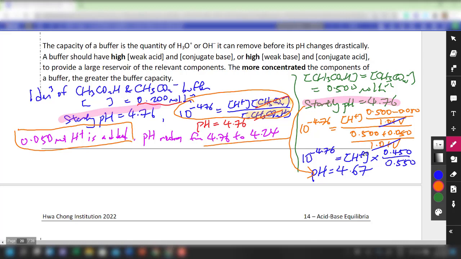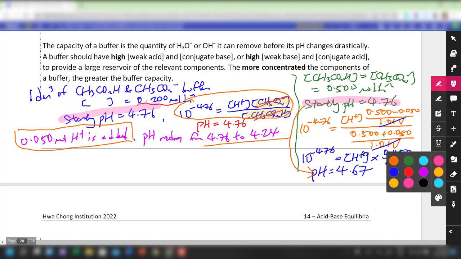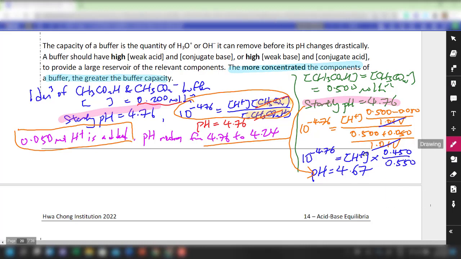Yeah, so therefore this explains why we have this last paragraph. The more concentrated the component of the buffer, the greater the buffer capacity. Okay, so I hope this particular example helps you to recognize this. So I repeat, despite having the same starting pH, the buffer containing a greater concentration of the acid and the conjugate base will serve as a stronger buffer as compared to that with a lower concentration.